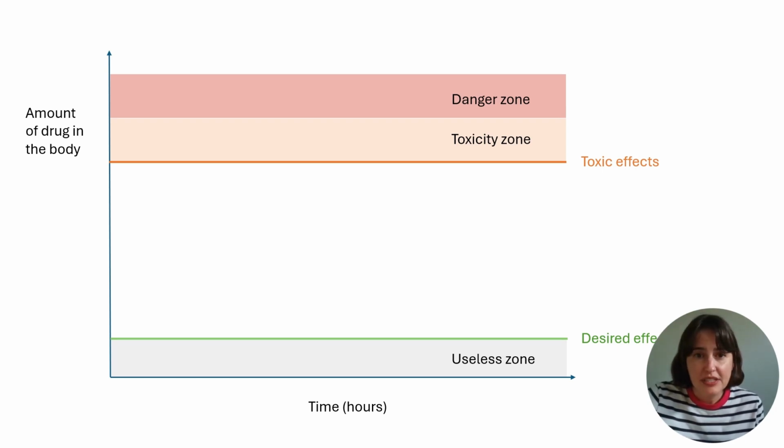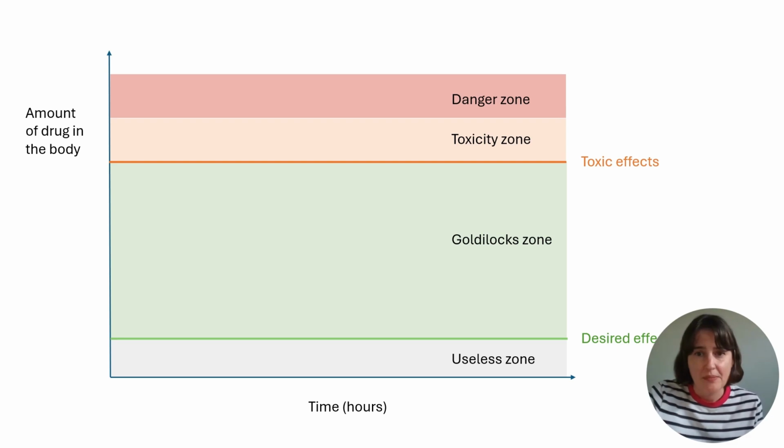Now, when we're using a drug for therapeutic purposes, we're aiming to achieve an amount that's between the desired effects and toxic effects. And we're going to call this the Goldilocks zone, in that it's just right, and it's represented by this area shaded green. And when we use a drug for therapeutic purposes, we're trying to keep the amount of drug in our body within that zone for an amount of time that's fit for purpose.